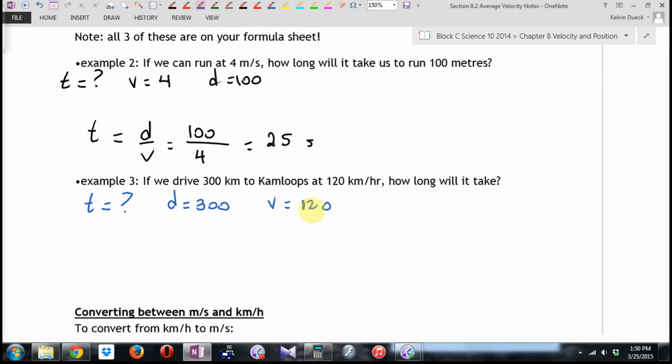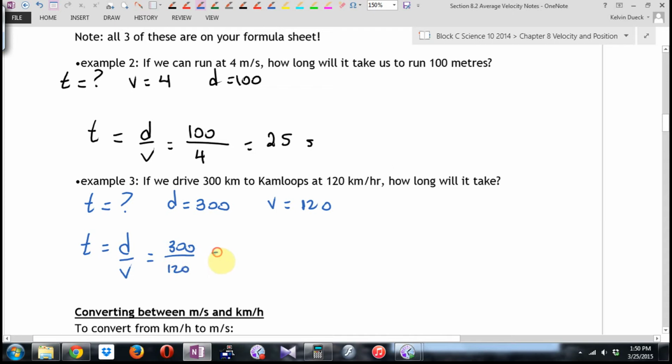I'm looking for an equation that has a T, a D, and a V in it, that has the T by itself. It's just like example 2. It is. I'm walking you through this for a reason. T equals D over V. It's going to be 300 divided by 120, which is what?